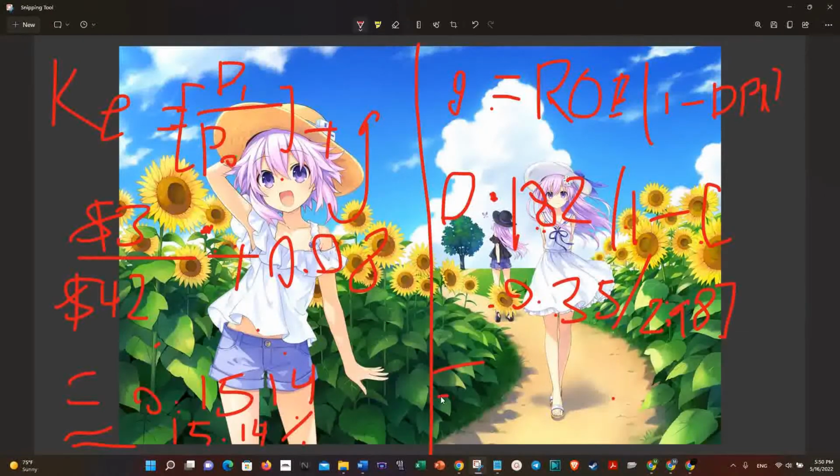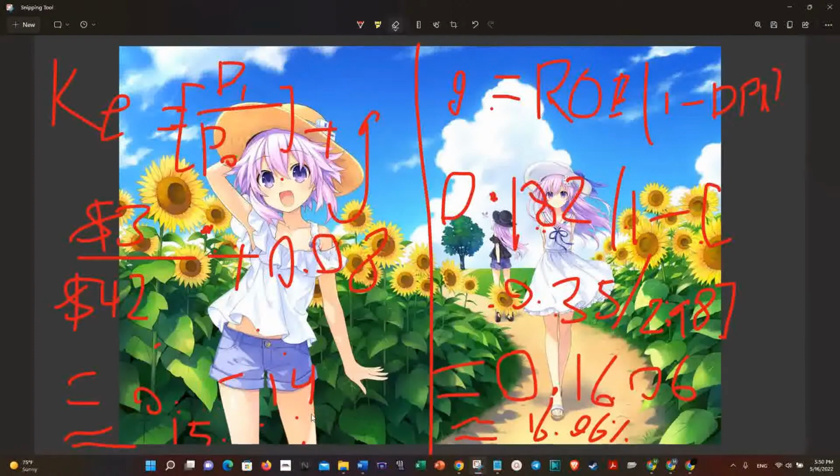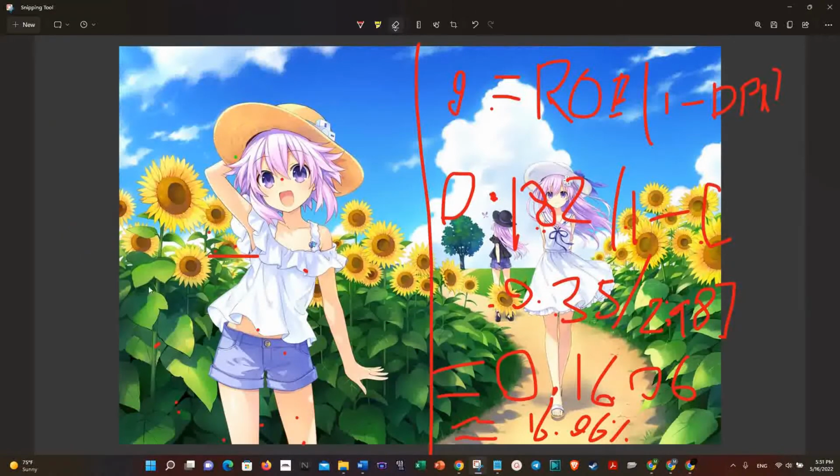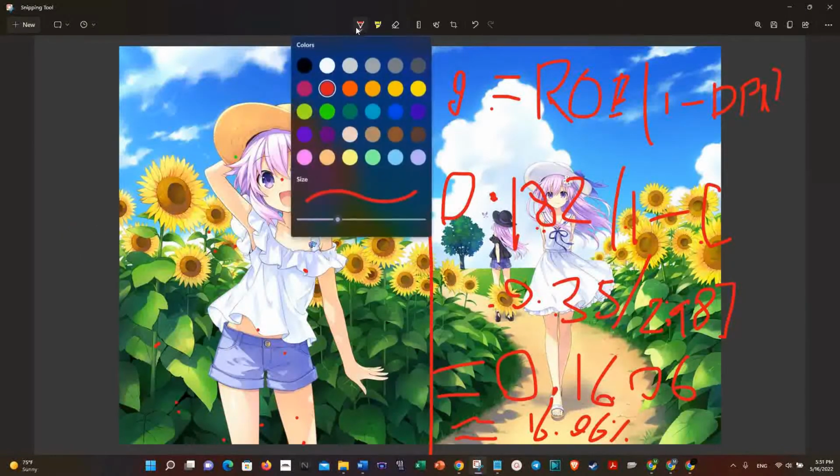Now you can solve this algebraically, but if you have a calculator, you'll know that this gives you 0.1606, otherwise approaching 16.06%. And that is your sustainable growth rate, your G, per se. So if you guys need to get your G, just know that it's your rho multiplied by 1 minus your DPR.